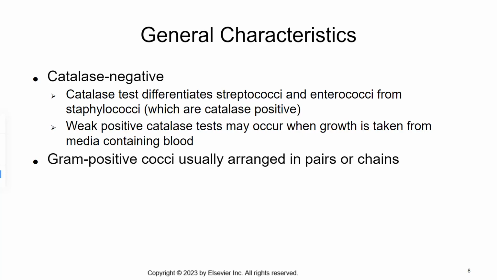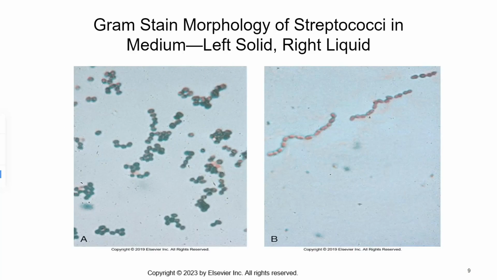Another distinguishing factor between the strep and the staph is that staph means clusters. So usually you're going to see gram-positive cocci under the microscope in clusters or pairs. For the strep, strep means a chain. So if you have strep under the microscope, you're going to see either pairs or chains of gram-positive cocci. So here you can see the gram stain morphology of Streptococci in the various media.